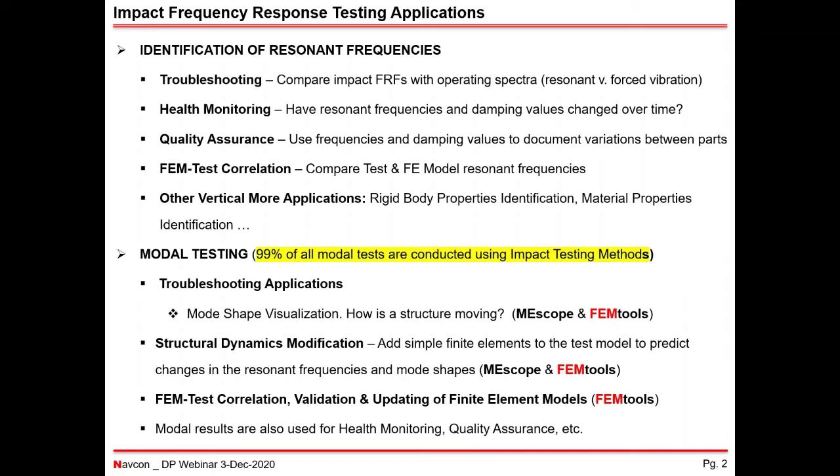For troubleshooting applications, we really want to see how a structure is bending and twisting as a function of frequency. We can also create these test models by conducting a modal test and then adding finite elements to the test model. So if we're out in the field and we have a vibration problem, we can say, well, what would happen if I put a rod in here, if we welded an I-beam here? We can make some predictions using our modal test model as to how the resonant frequencies will change and how the mode shapes will change.